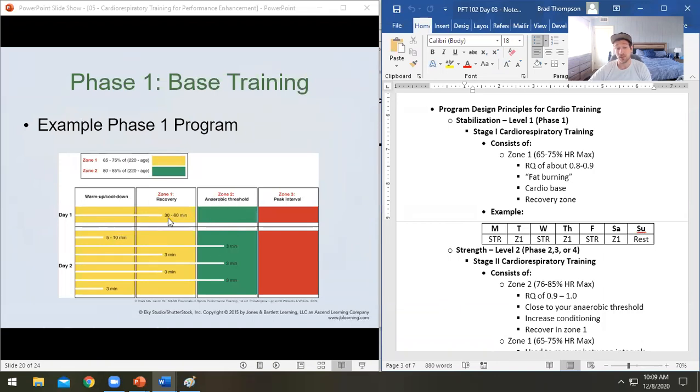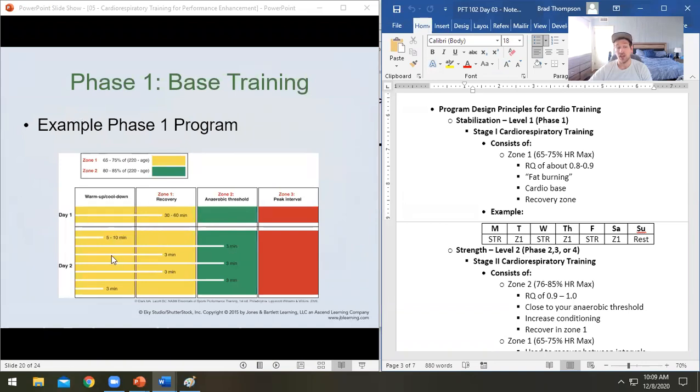It looks something kind of like this, by the way. This is a 1-to-1 work to rest ratio. You can see it's 3 minutes on, 3 minutes off. The working and the resting are even with each other. This is a great base program, by the way. I actually really like this program.